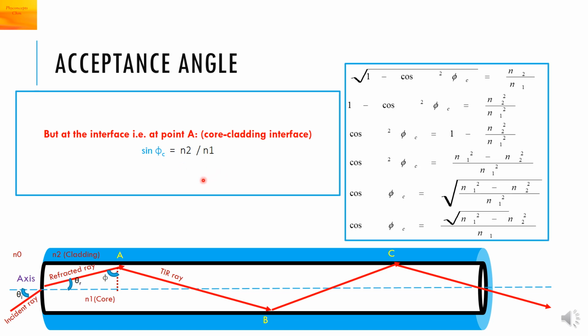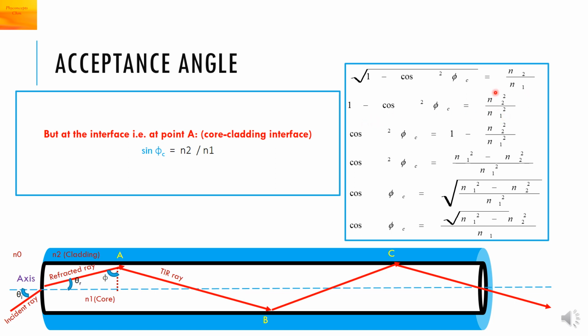So now we will write this sin phi c in this form, that is square root of 1 minus cos square phi c. You must be aware of this formula, which we get from sin square theta plus cos square theta is equal to 1. So we have replaced sin phi c by the square root of 1 minus cos square phi c, which is equal to n2 by n1. Square this formula, you will get 1 minus cos square phi c is equal to n2 square upon n1 square.